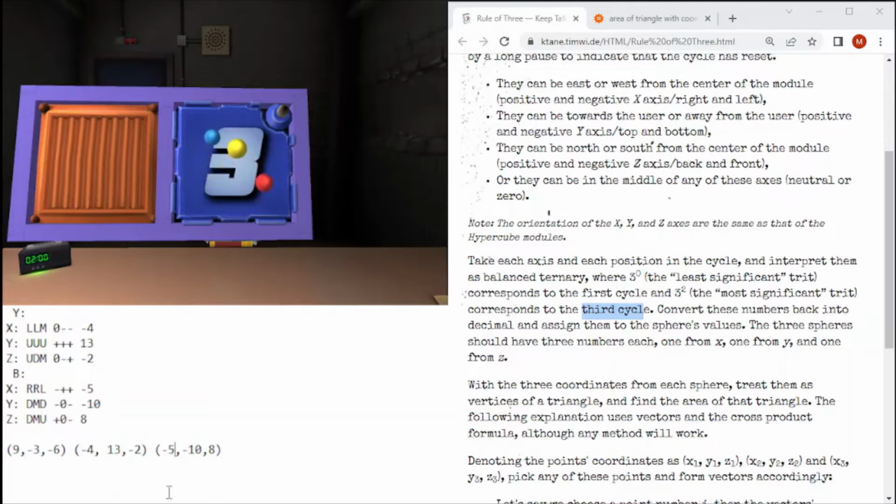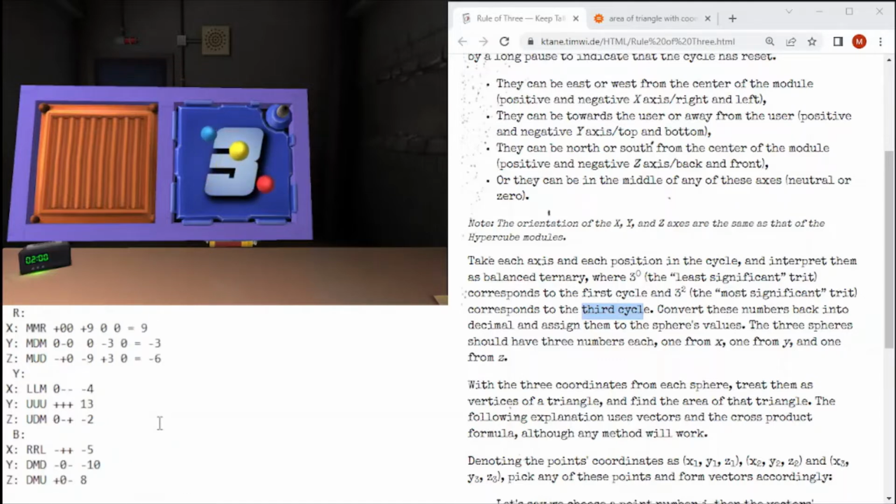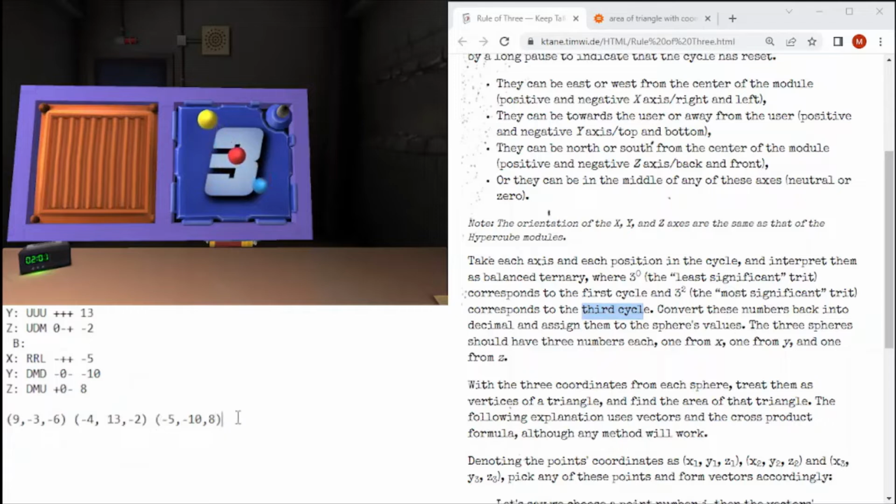9 minus 4 minus 5, that's a 0. -3 plus 13 minus 10, that's 0. -6 minus 2, 8, that's 0. That has nothing to do with solving the module, but it's a good way to check that you haven't screwed up your arithmetic so far to this point, right? So here are our three coordinates.